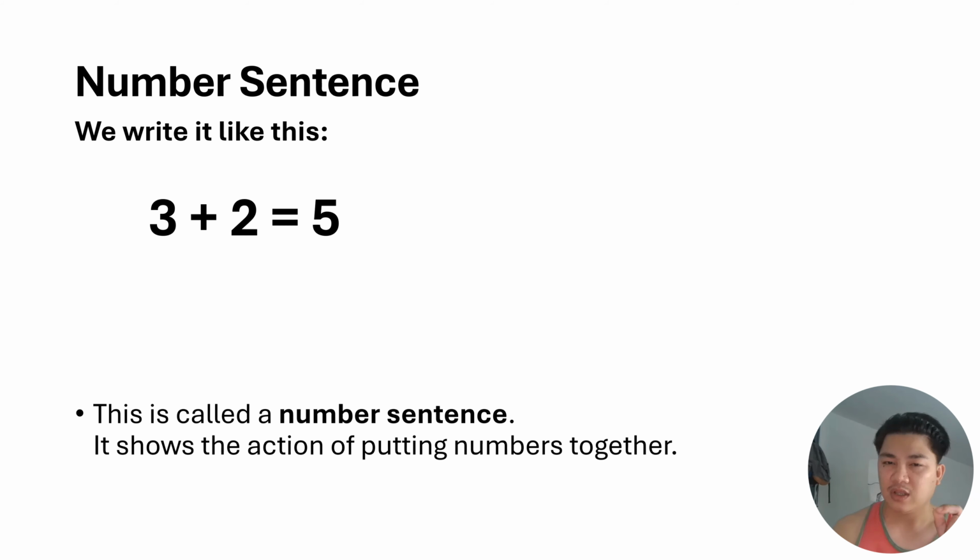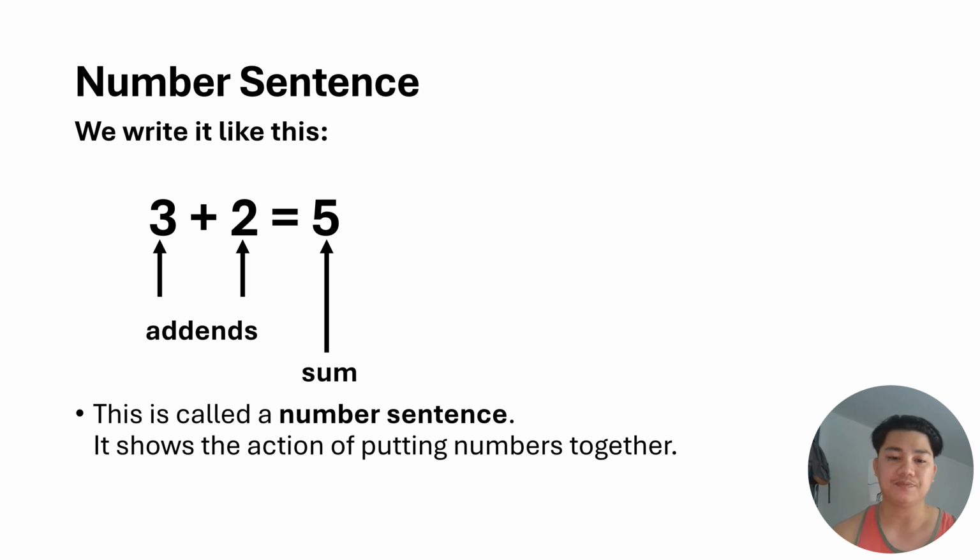So let's go back to the concept of addition. 3 and 2 here are called the addends, and 5 is called the sum. So 3 and 2 are addends, and 5 is the sum. Sum is the answer when we are putting things together, or when we are adding numbers.